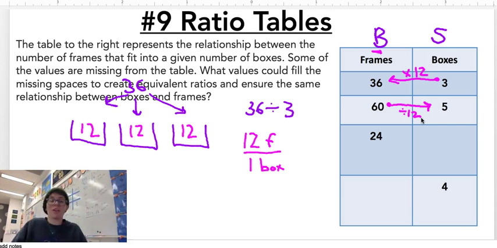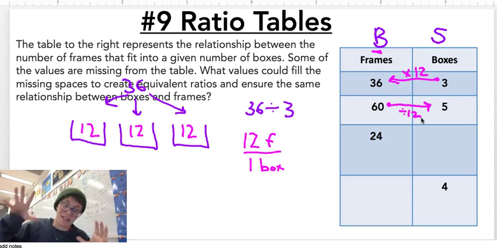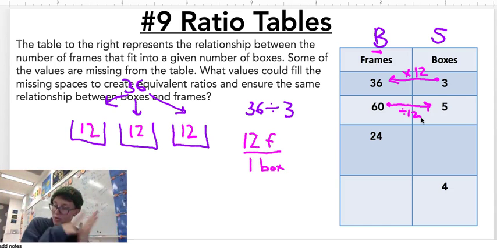Remember that 12 is important in this entire problem. Like the only number that really matters is 12 because 12 is the way that we're relating these 2 ratios and 2 rates. 12 frames in every 1 box. So I can keep that pattern up, times 12 times 12 times 12, divide by 12 by 12 by 12, depending on which direction I'm going in.